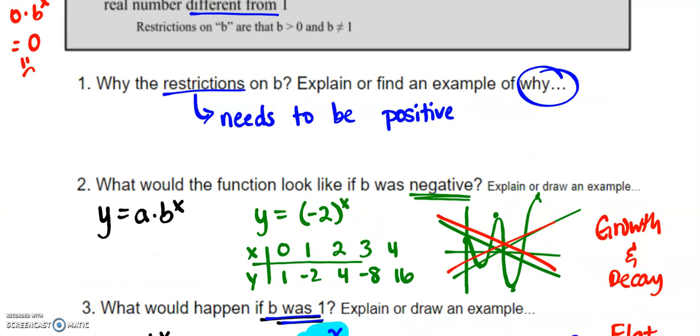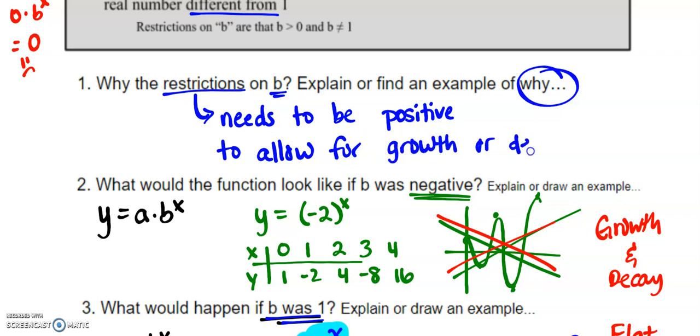So explain why or find an example. It needs to be positive. The b value needs to be positive to allow for growth or decay. To give you a real world example, when things grow or things decay, it relates to the whole idea of like adding or subtracting from 100%, right? You're starting out with 100%, that's like 1, and then you're adding or subtracting some rate.